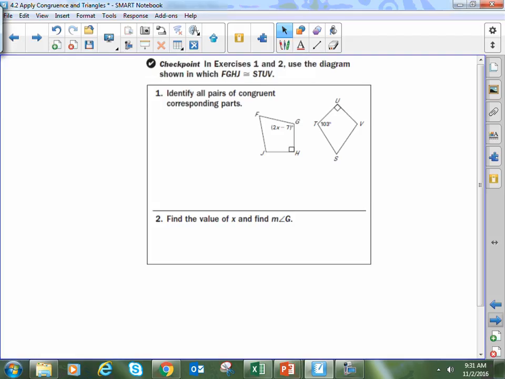So at this point, I want you to go ahead and pause the video and answer these two questions on your own. Read the instructions, what it's asking you to do, and when you're ready, hit play again so you can compare your answers against mine.